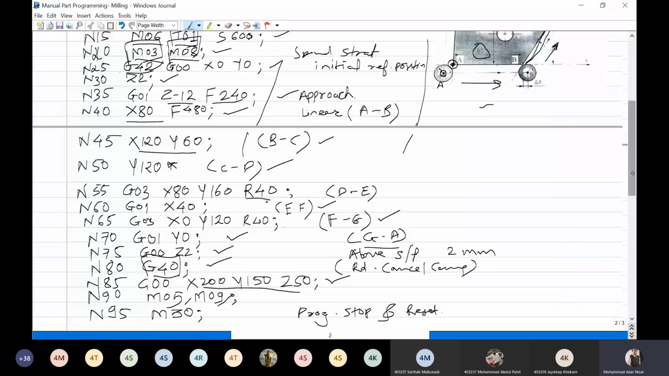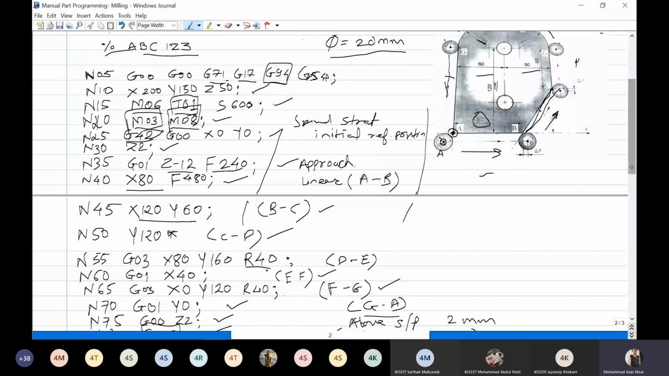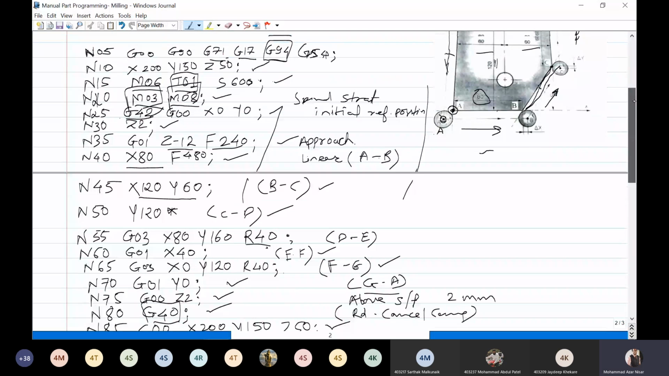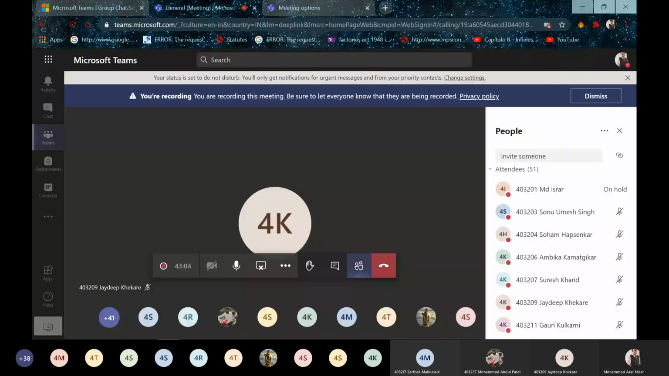So in this way, you can write the manual part programming in the examination. So this is a simple example. Any doubt in this, you can ask me. If there is any doubt in this, or otherwise we will approach our next problem.